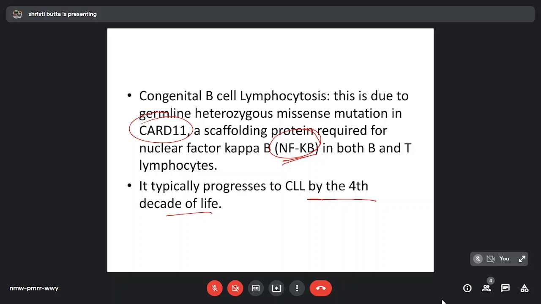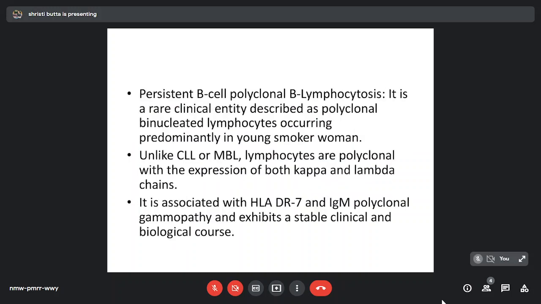Persistent polyclonal B lymphocytosis. Now, this is a rare entity described as polyclonal binucleated lymphocytes occurring predominantly in young smoker women. Unlike CLL or monoclonal B lymphocytosis, lymphocytes are polyclonal here. It is associated with HLA-DR7 and IgM polyclonal gammopathy and exhibits a stable clinical and biological course. Stress, severe and emergency medical conditions may also result in a transient lymphocytosis. Besides that, asplenia: similar to other blood components, lymphocyte count may also increase post-splenectomy.